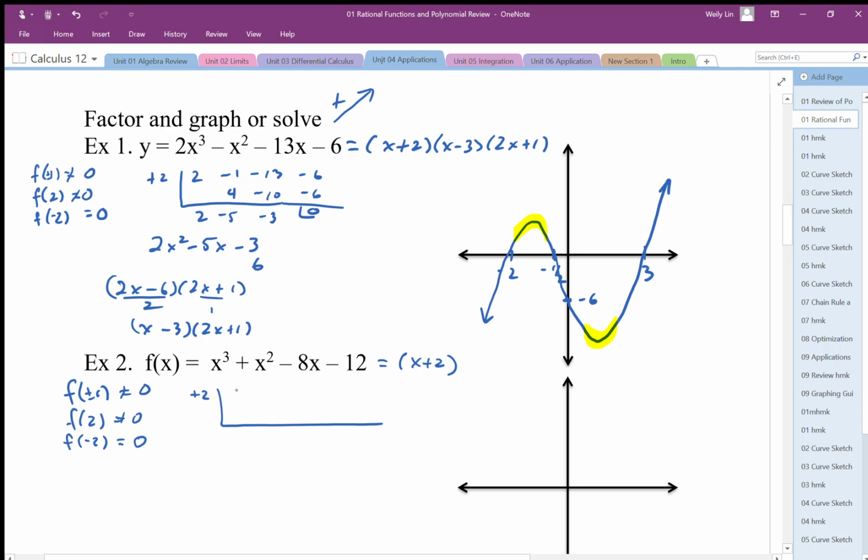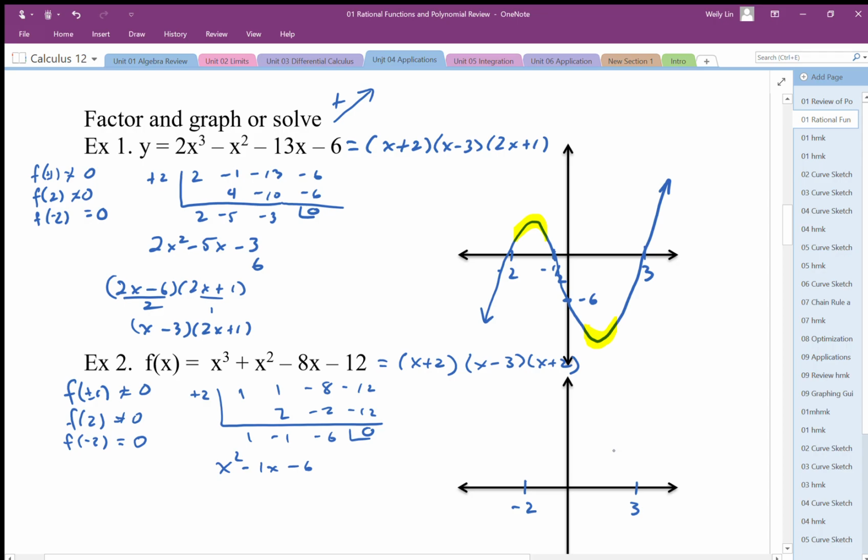So I'm going to use positive 2. What do I get here? I'm going to end up with 2, negative 2, and we get a remainder of 0. So I still need to break this down. That's going to factor into x minus 3, x plus 2. So we have a double root at negative 2. We're going to have a root at positive 3.